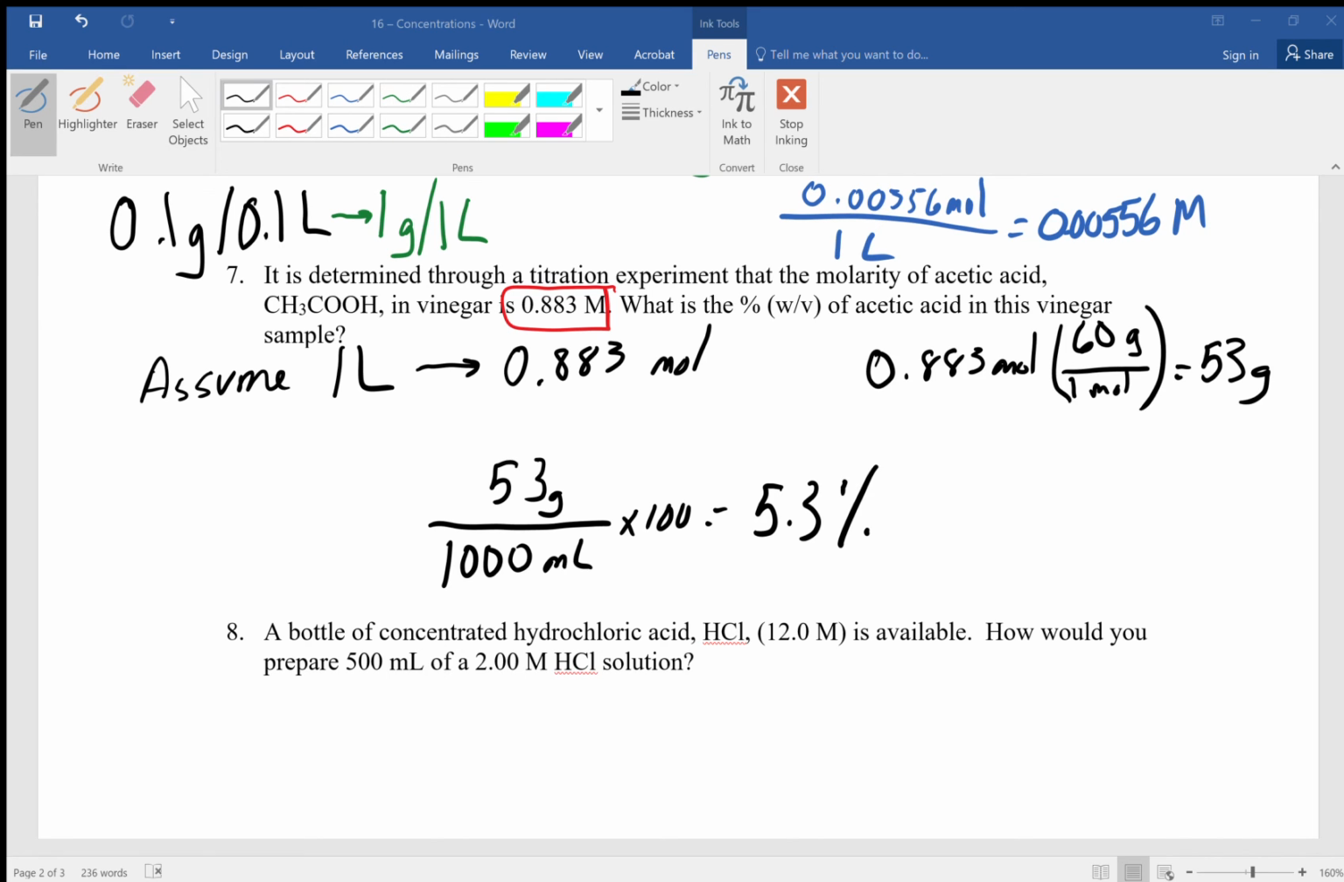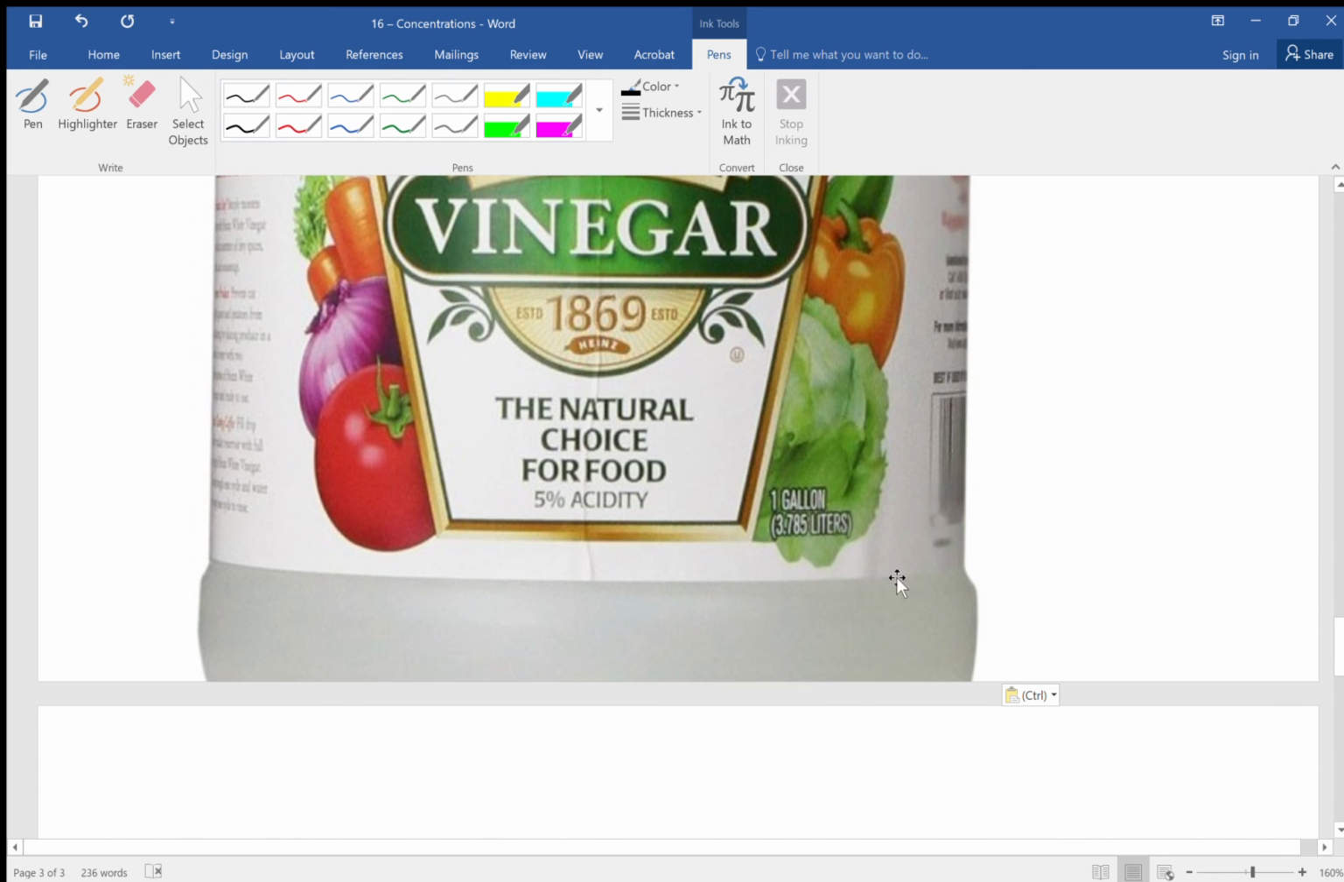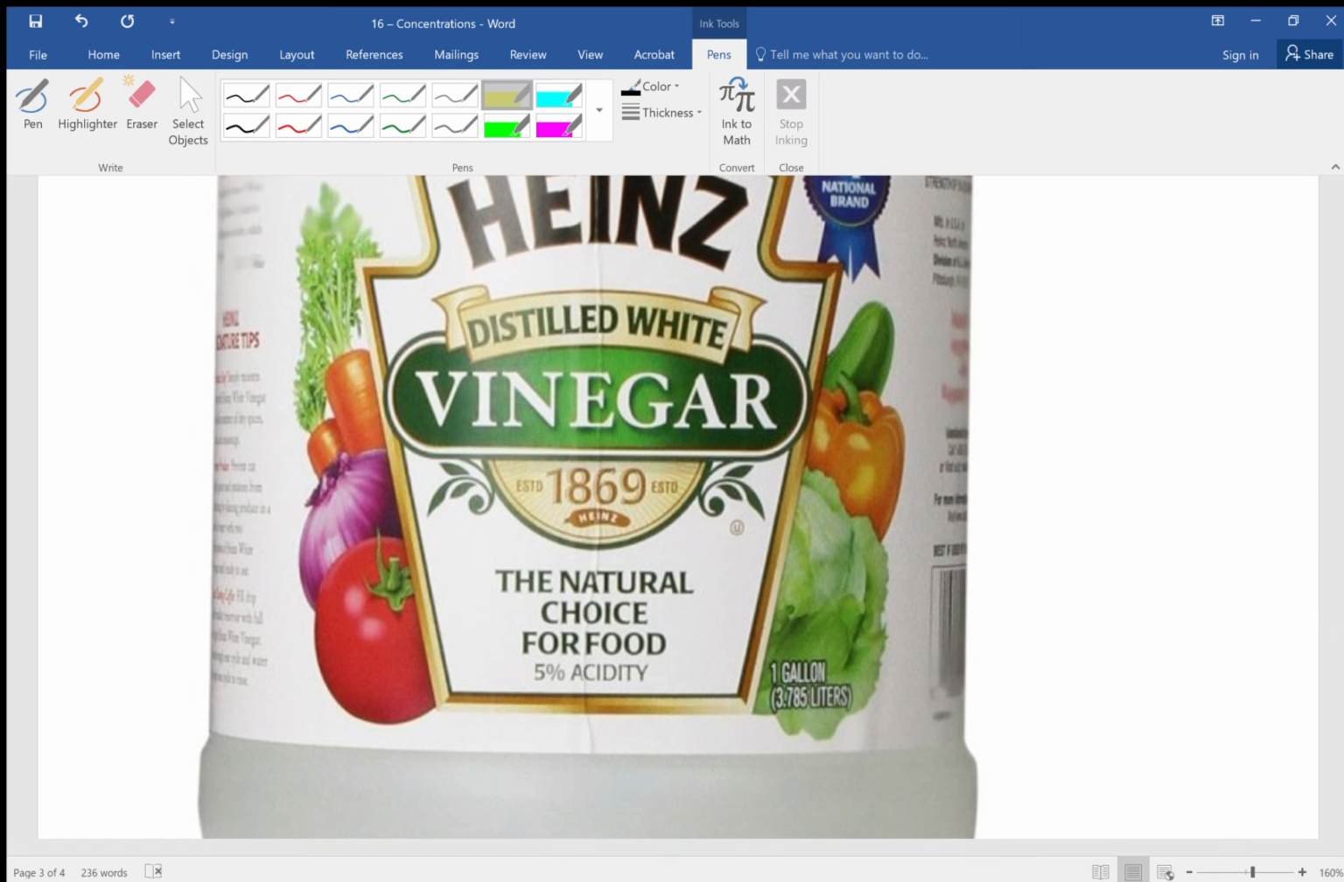Now, it might be one of those things that you've never noticed, but the next time you're using vinegar, take a look at the bottle. And what do you see on that bottle? Well, look very carefully down at the bottom, and somewhere it'll tell you it's about 5% acidity.